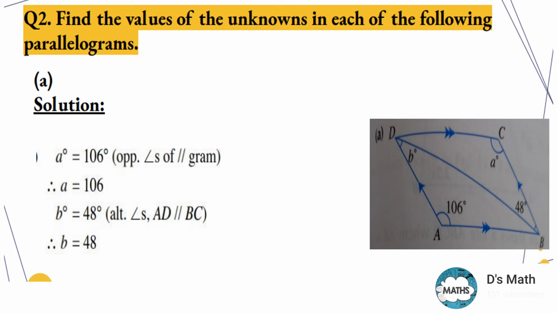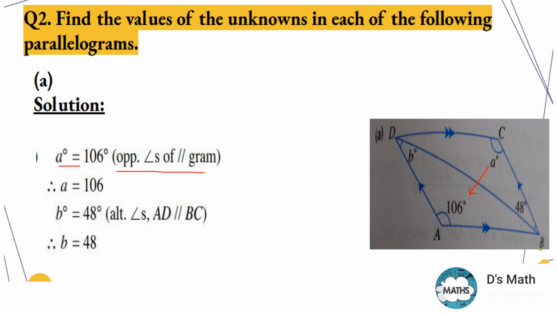First point. Second point is that opposite sides are parallel. And the third point is that we have to find the value of the unknowns. As we have two variables, first is A and second is B, we have to find the value of A. A is opposite angle of 106. That means A is equals to 106, and we know that opposite angles of parallelogram are equal.